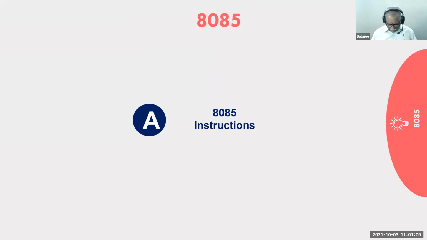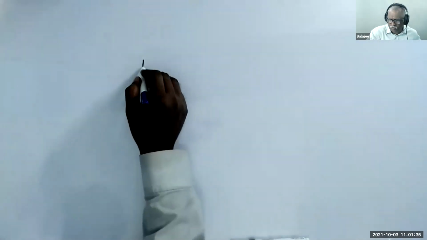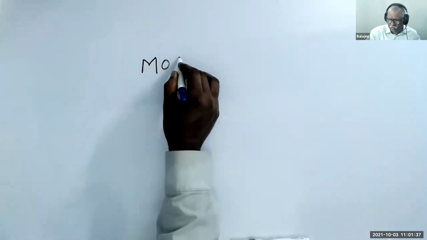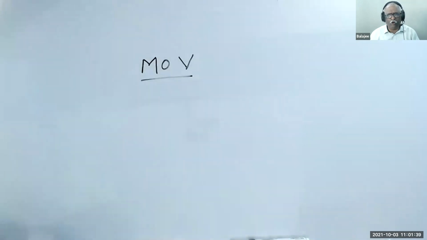And as you know, 8085 has about 240 or 250 instructions, and most of the instructions are very similar. For example, let us take the case of move, which we discussed. Actually, it should be copy, but they have written move. You're not moving, you are actually copying.